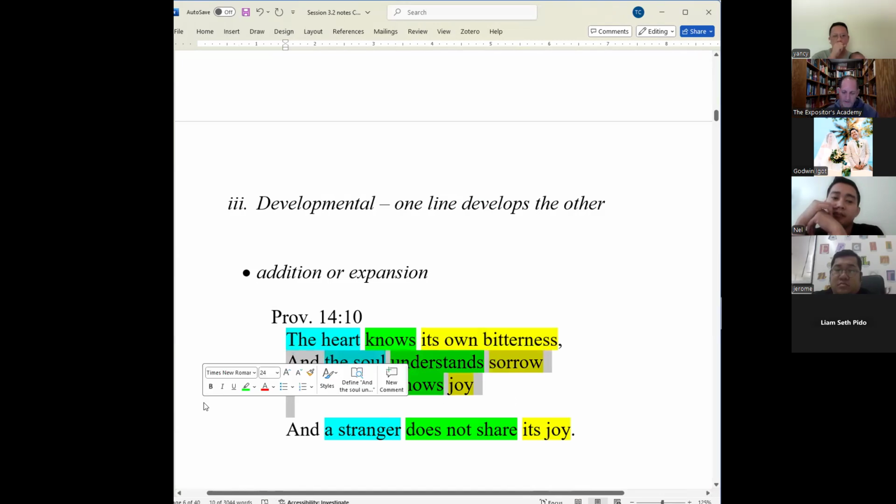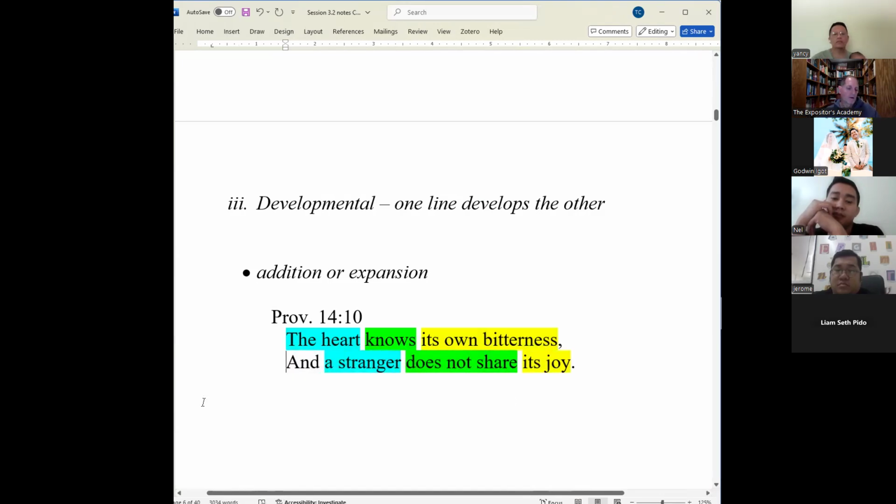But what we have is this: the heart and stranger, which aren't synonymous, knows and does not share. And then those are not synonymous either. So that's why I would say it's addition or expansion. Any questions on that? We'll get some more examples when we get to Psalm 99.